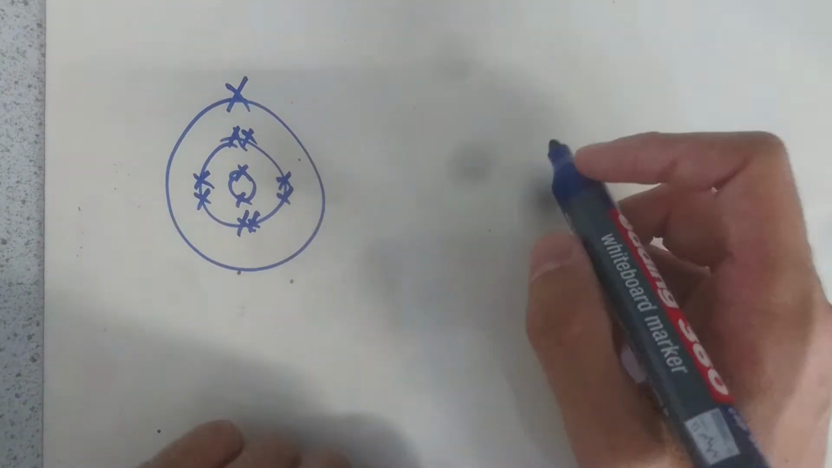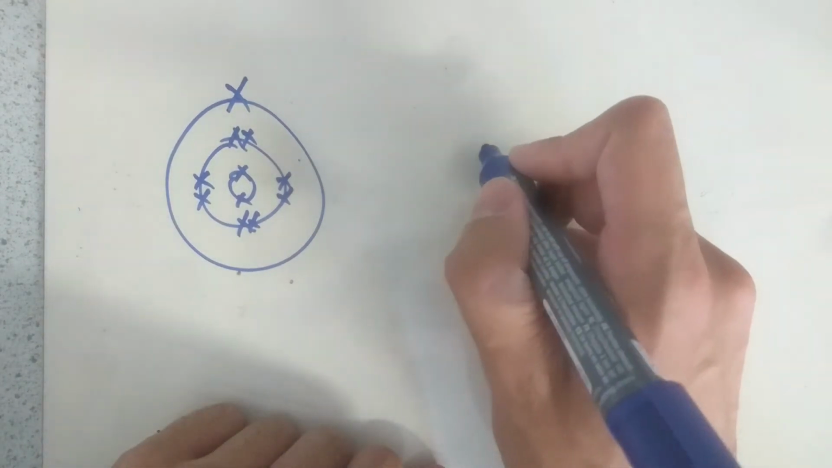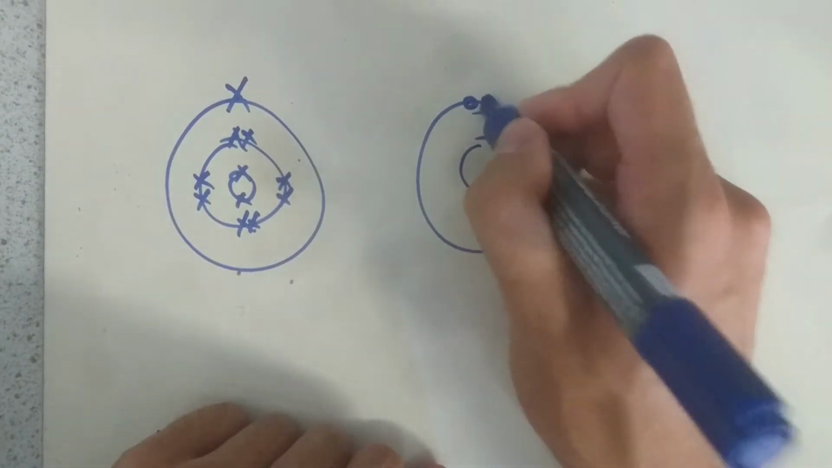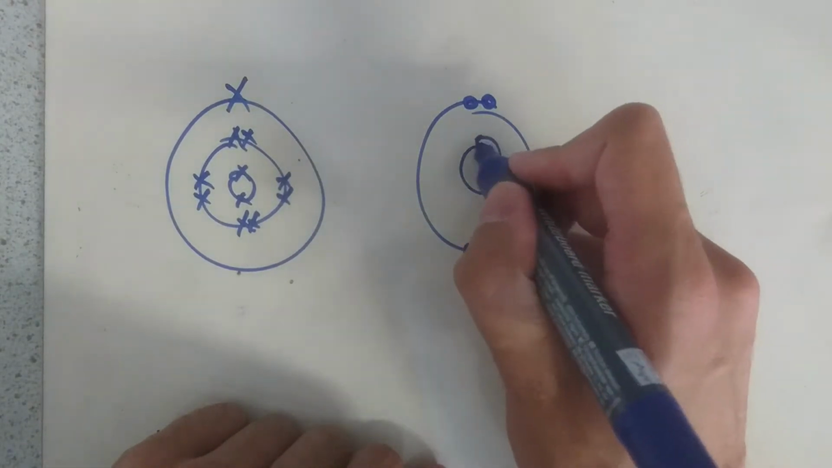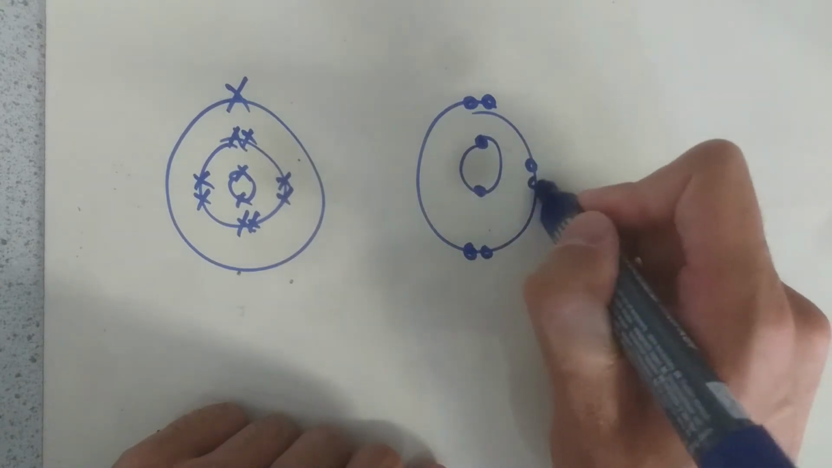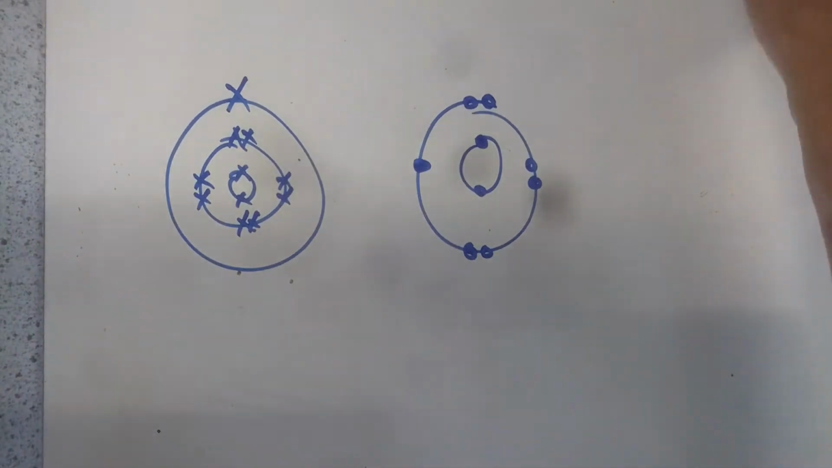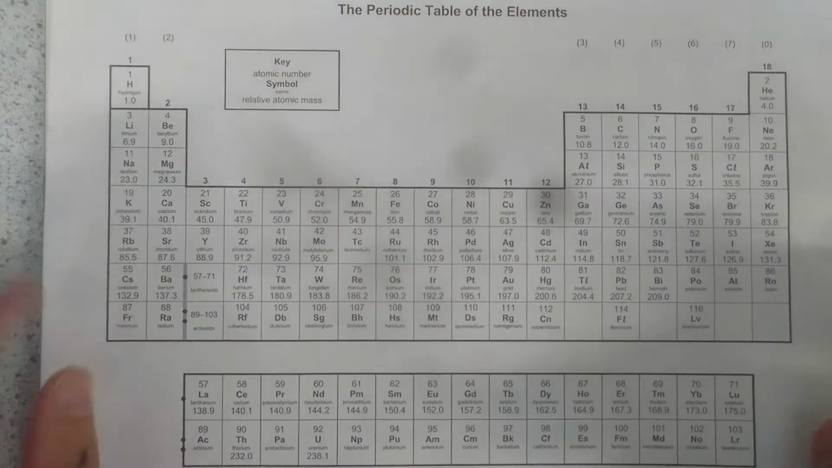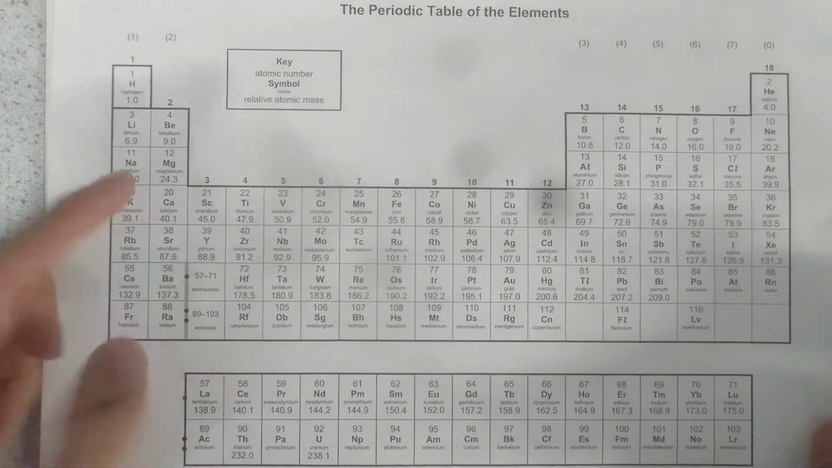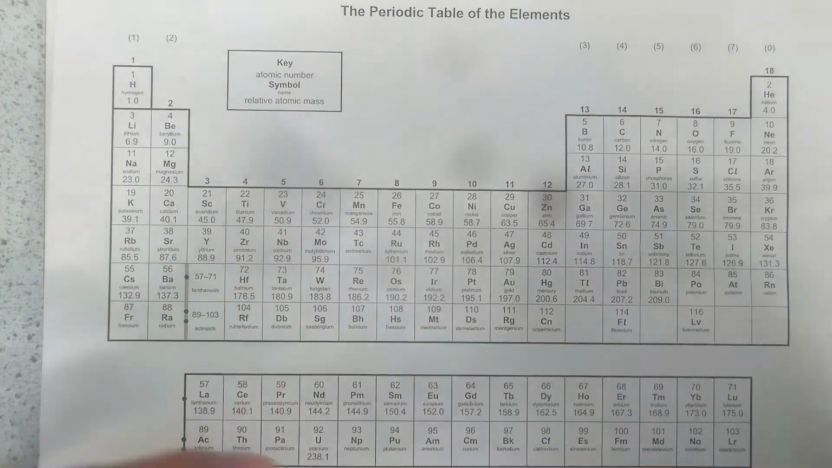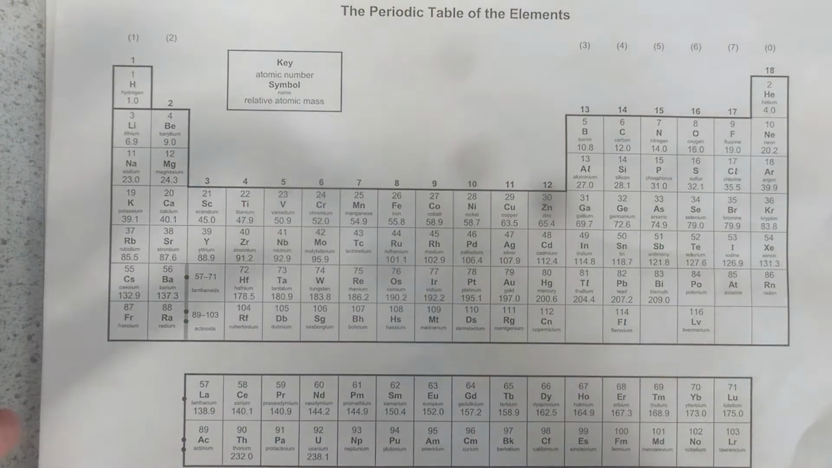This is a metal. Metals give away their electrons. And fluorine, which gains an electron, that's a non-metal. And so if we look at the periodic table, we've got our metal here, sodium, which has only got one electron in its outer shell. It's in group 1. Easiest way for that to get a full outer shell is just to give electrons away.